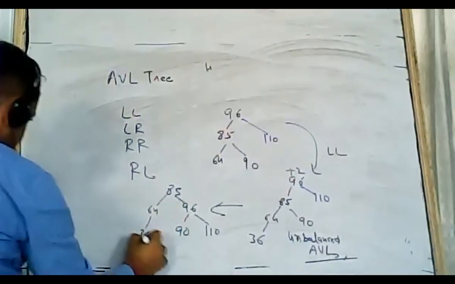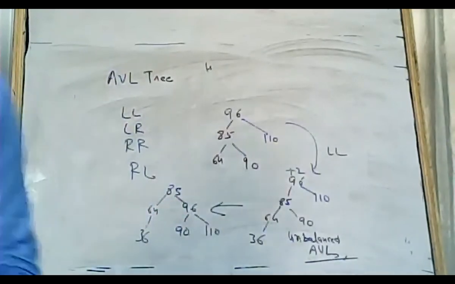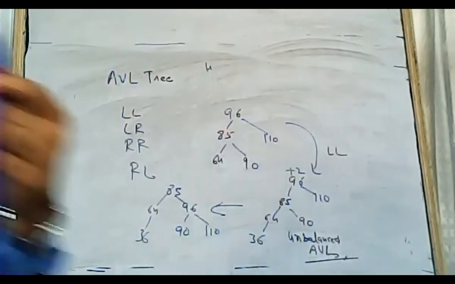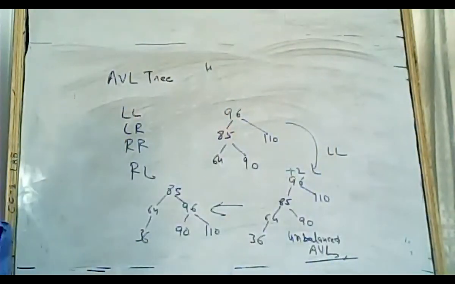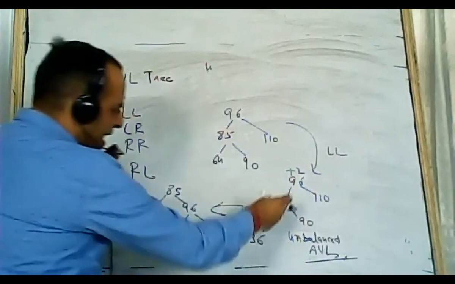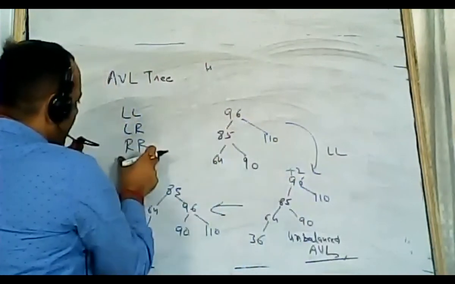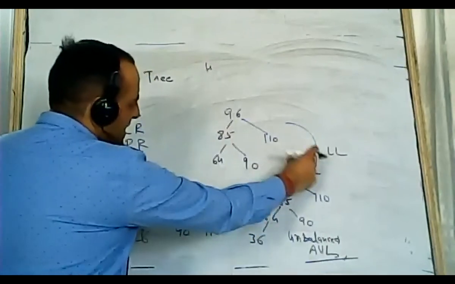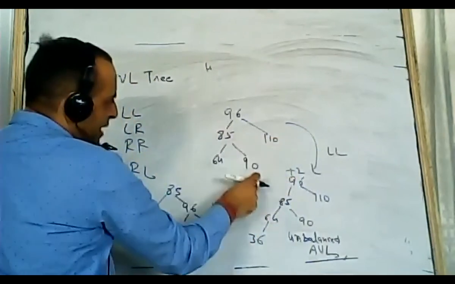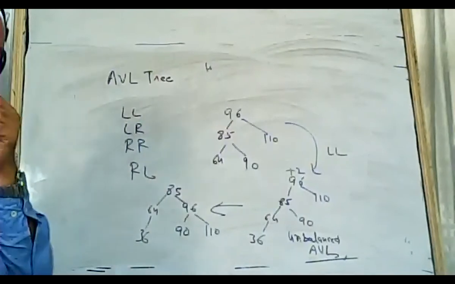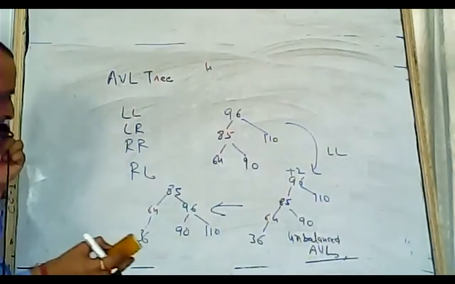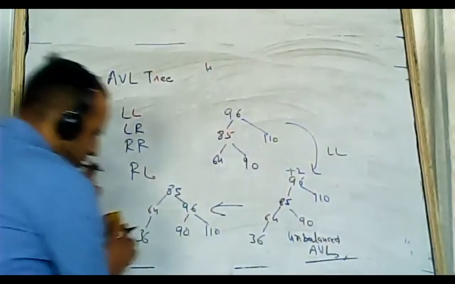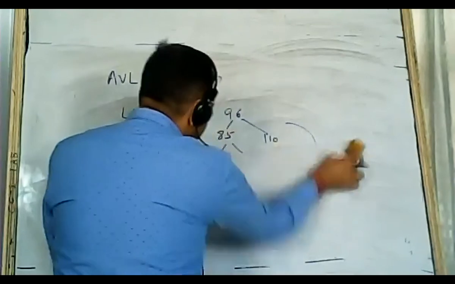Is this clear now? Yes, sir. Should I erase it? So LL is left of left, LR is left of right, RR is right of right, which should be greater than 110, and right of left should be less than 110 but greater than 96. Should I erase it now? Yes, sir. Okay. Let us go for the next tree.